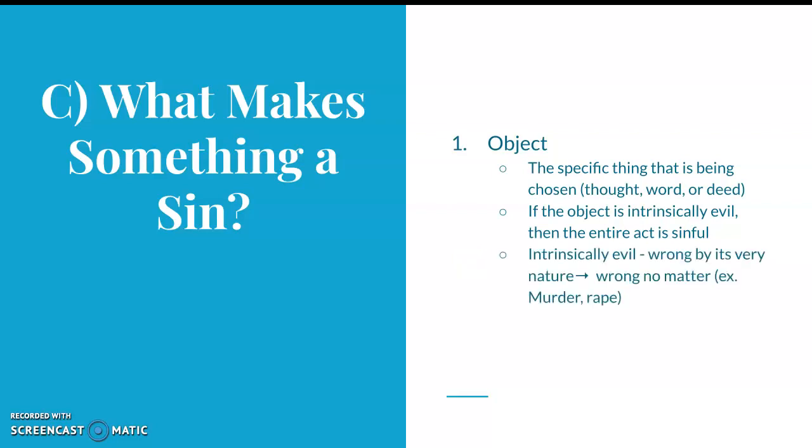What does it mean to be intrinsically evil? Something is intrinsically evil if it is wrong by its very nature. So it's wrong no matter what. No excuses, no ifs, ands, or buts. It's wrong no matter what. All right, so the object is the what that you are doing, okay?